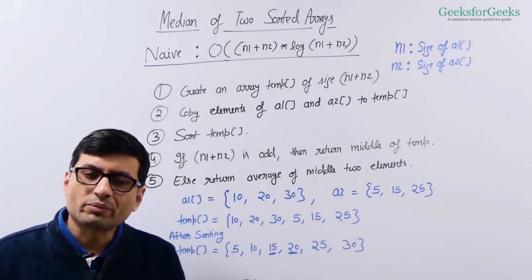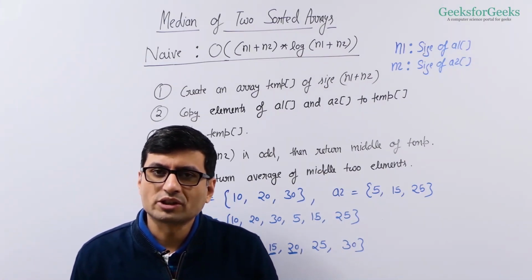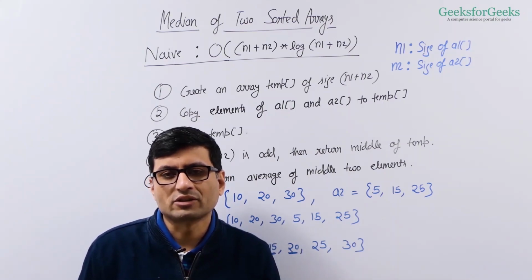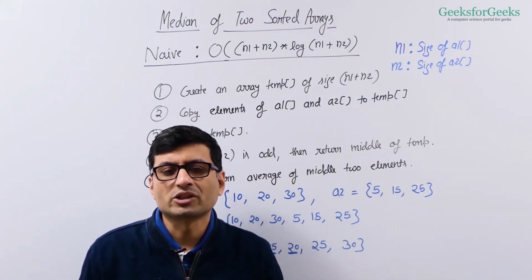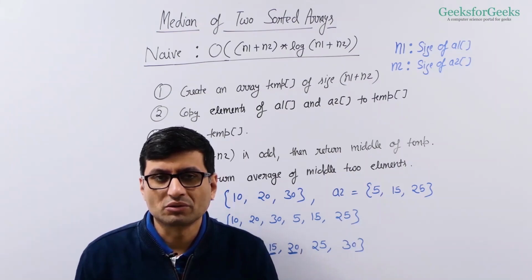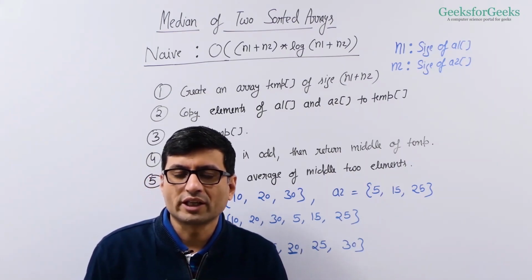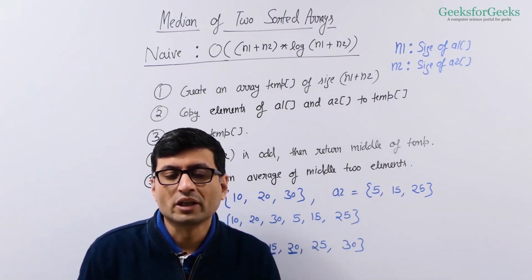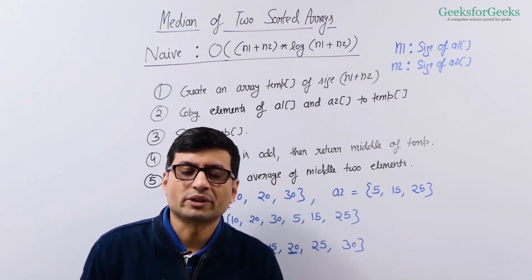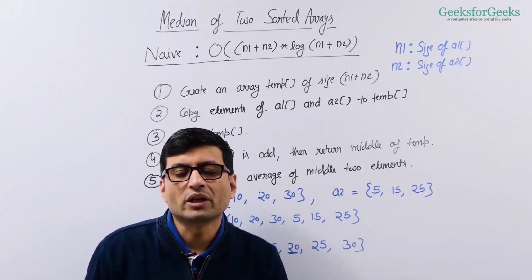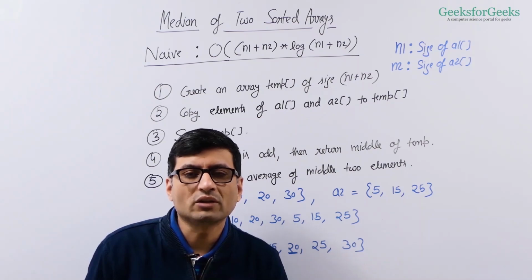This solution can be optimized. We can use the merge process of merge sort that we are going to discuss in the sorting track, and we can make the solution O(n1 + n2). But can we do even better? Can we do better than the linear time complexity? Can we solve this problem in logarithmic time? Now please pause this video and think of a solution that works in logarithmic time.